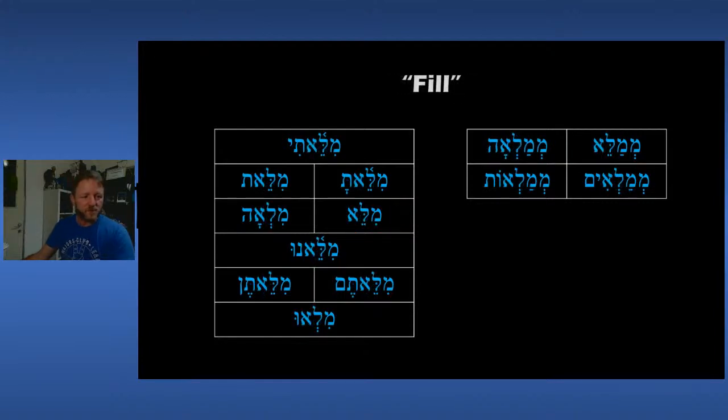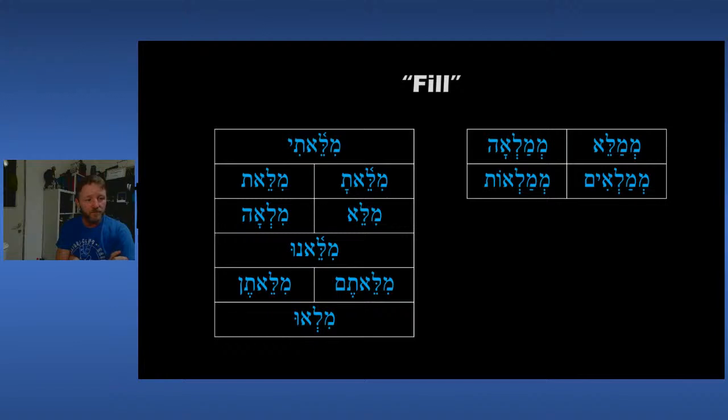This one's a bit different. This one has an aleph in the third position of the root. Okay, so instead of milah, which we see with a hey, we see mileh. Mileh. He filled, like he filled something. Mileh. Mileti. Okay, the aleph is quiescent. It's as if the aleph were not there.